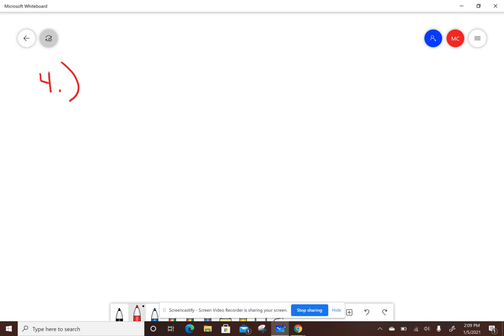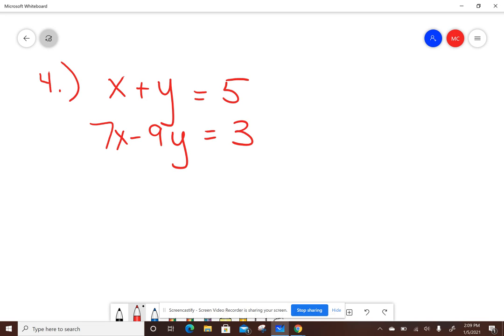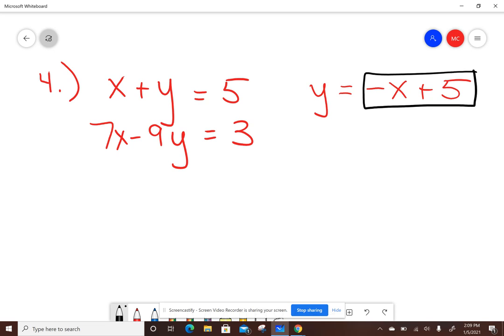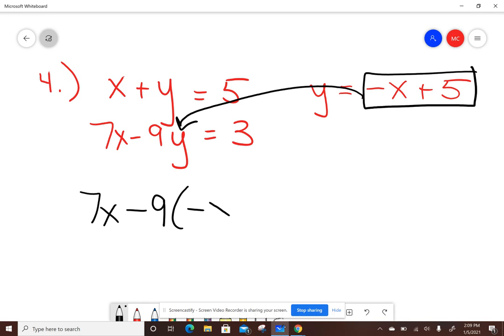And for number 4, we have x plus y equals 5, 7x minus 9y equals 3. So again, I could solve for either x or y. I, just because of slope-intercept form, always like to solve for x. No particular reason. So wherever I see a y in my second equation, I'm going to write negative x plus 5. So I do 7x minus 9, negative x plus 5 equals 3.